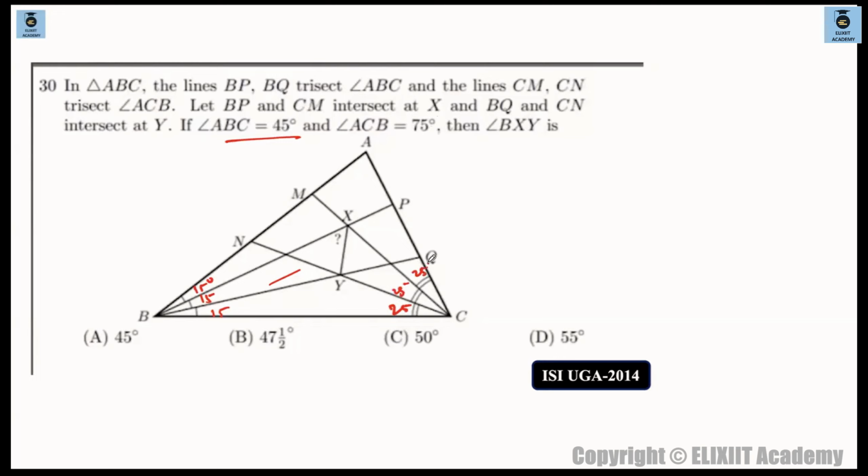ठीक है. BXY is how much? We have to calculate what is BXY, this angle. अच्छा, BXY we have to figure out what is BXY. Focus on triangle BXC.